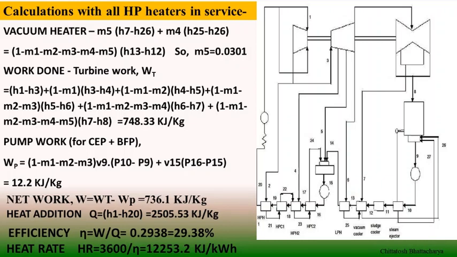So we know the heat addition taking place from the outlet condition of the boiler, the steam entering into the turbine, and we also know the work output. So naturally from there we get the work output by heat input, and from there we get the efficiency. The efficiency in this case of maximum continuous rating condition comes out as 29.38, and the heat rate comes out to be 12,253.2 kilojoule per kilowatt hour.